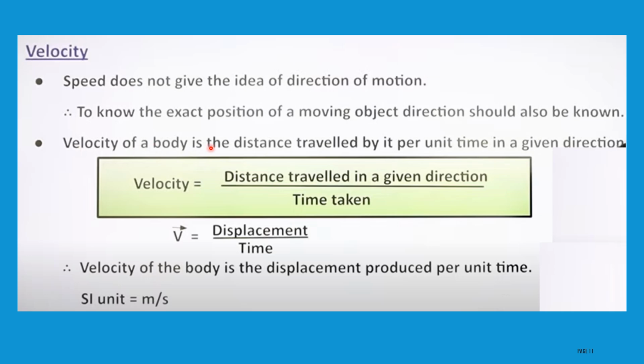Therefore, velocity of a body is the distance traveled by it per unit time in a given direction. If it covers a certain distance in a given direction per unit time, we call it velocity. In simple words, velocity is equal to displacement divided by time. Displacement is a vector quantity. Velocity of the body is the displacement produced per unit time. The SI unit of velocity is meter per second.